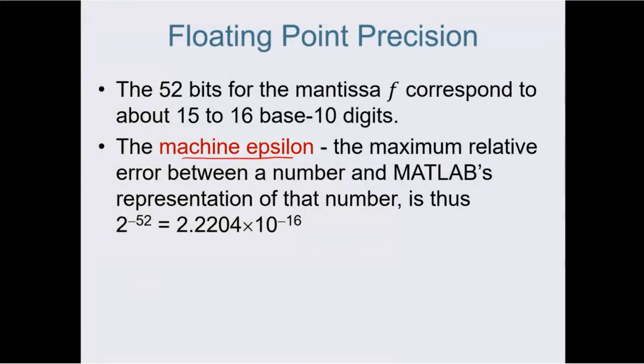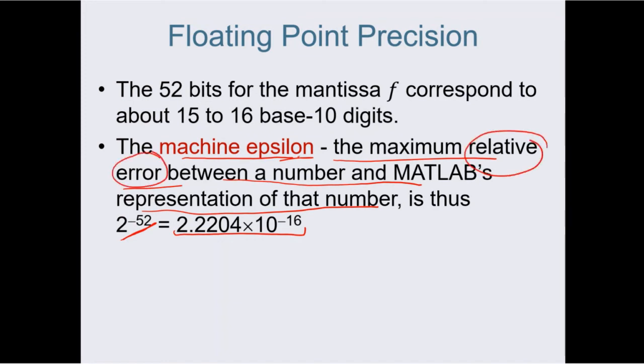The machine epsilon, which means the maximum relative error between a number and MATLAB's representation of that number, is 2 to the power minus 52, which is 2.2204 into 10 to the power minus 16. Of course, that's the maximum relative error that you get between a number and the MATLAB representation of the number. So that's the maximum error that we expect to get.